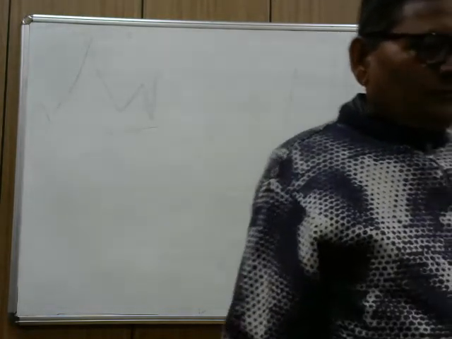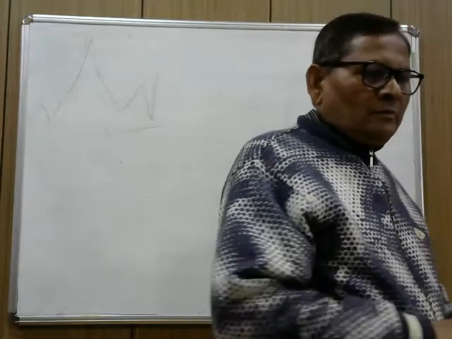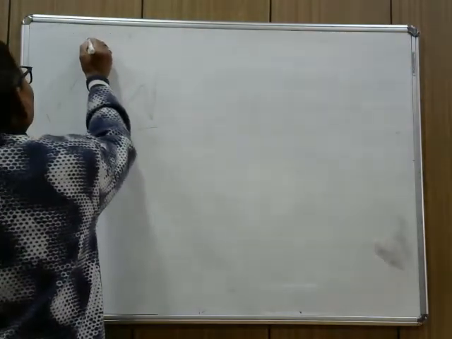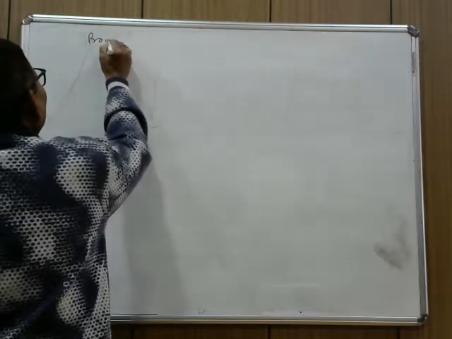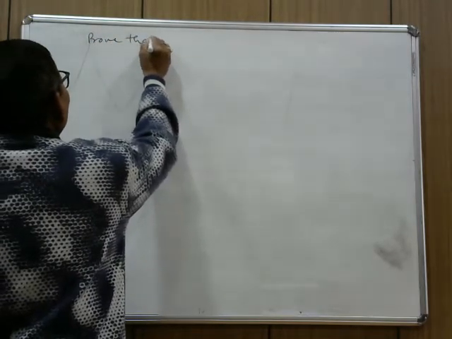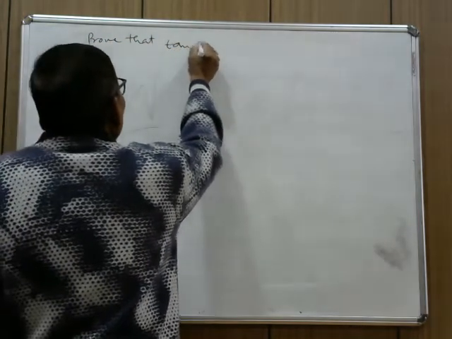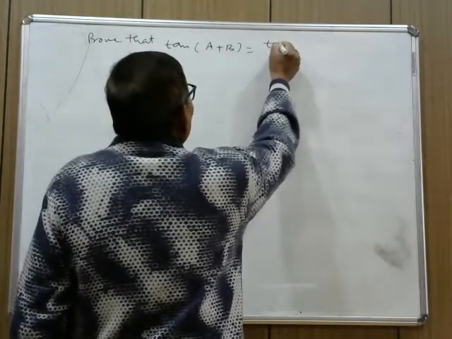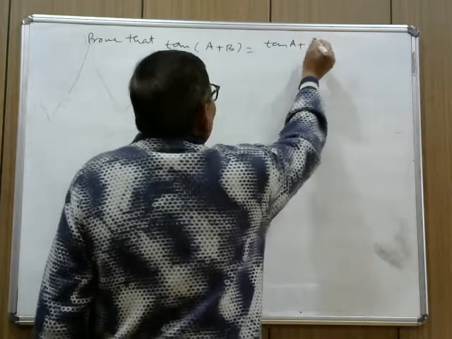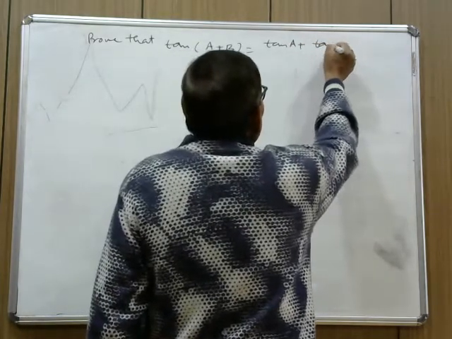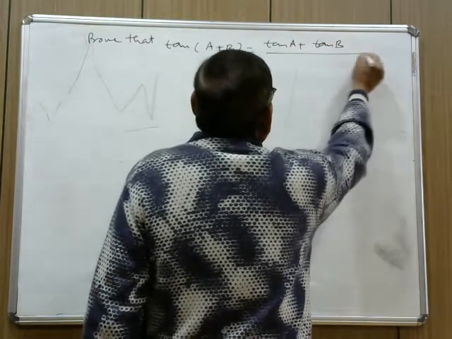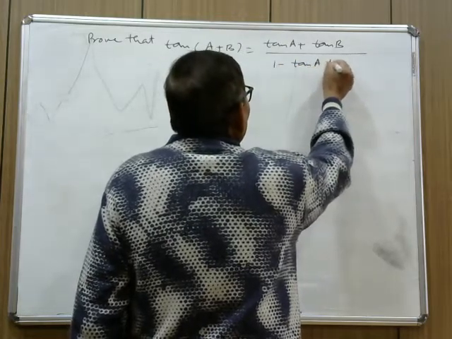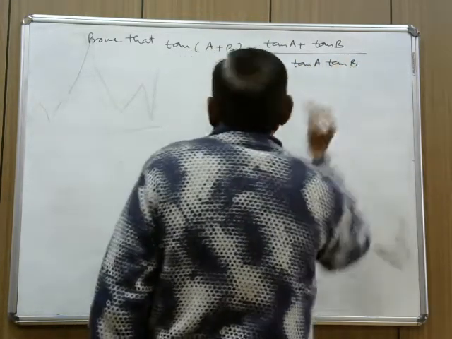Good afternoon. Today we are going to prove a formula. Prove that tan(A plus B) is equal to (tan A plus tan B) upon (1 minus tan A tan B).